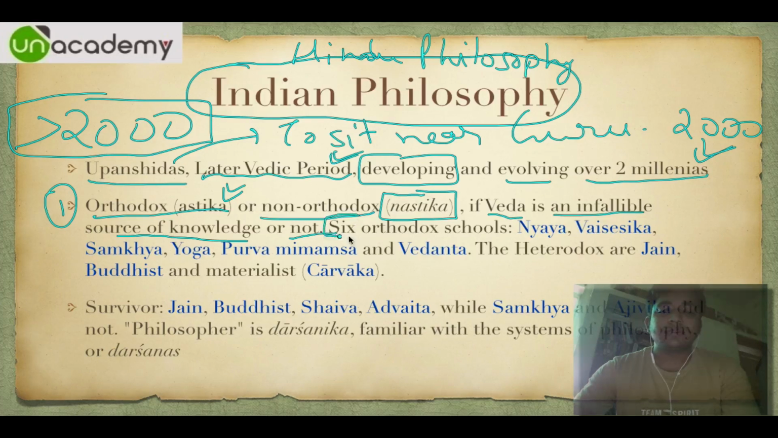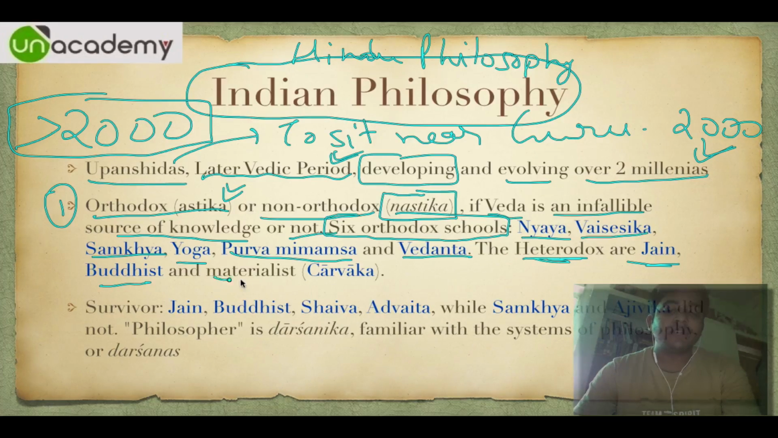The six orthodox schools are Nyaya, Vaisheshika, Samkhya, Yoga, Purva Mimansa, and Uttar Mimansa. Vedanta is also called Uttar Mimansa. Please open your head and listen. The heterodox schools are Jainism, Buddhism, and materialism, that is Charvak. This is called Charvak.